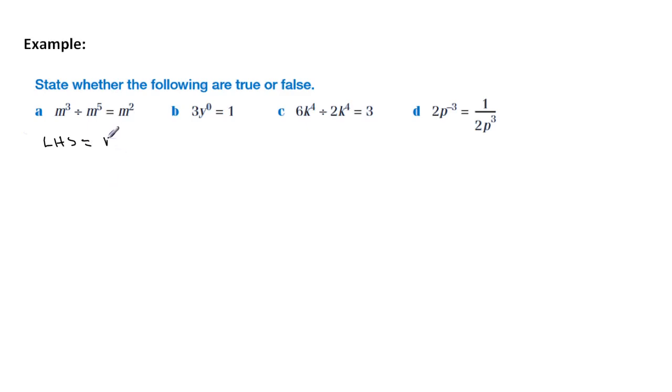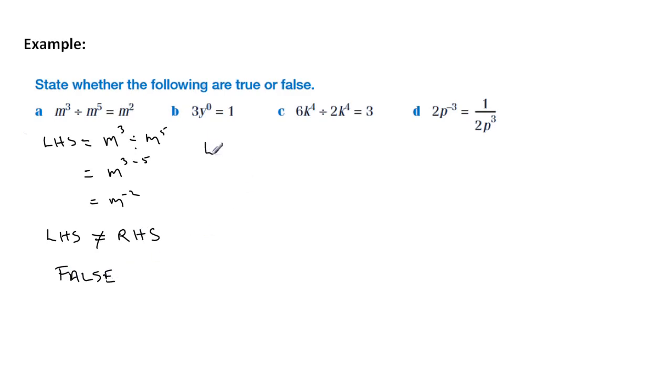So in this case we've got the left hand side being m to the 3 divided by m to the 5. So we can say that would be m to the 3 minus 5, which is equal to m to the minus 2. So the left hand side is not equal to the right hand side in this case, because the right hand side is m squared.